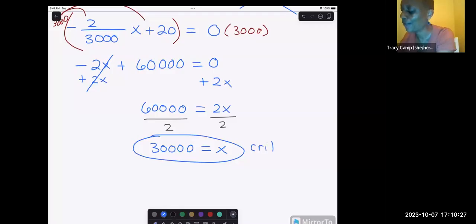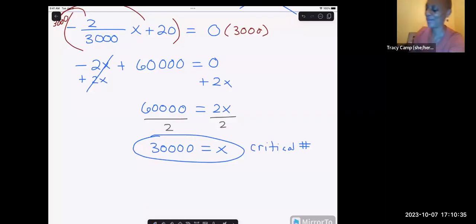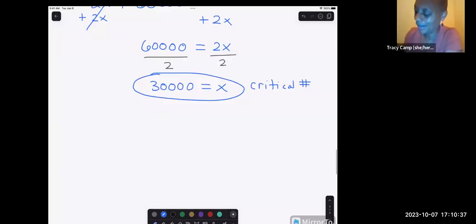Now, let me just say, for a lot of these problems, you're going to end up with just one critical number and it's going to work. So you don't really have to do what I'm about to do. If you have just one critical number, it's going to work. But if you want to check to make sure that this gives you what we want, what do we want? We want to maximize the revenue.